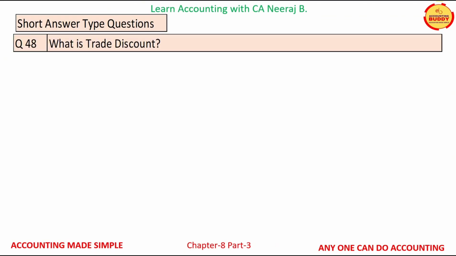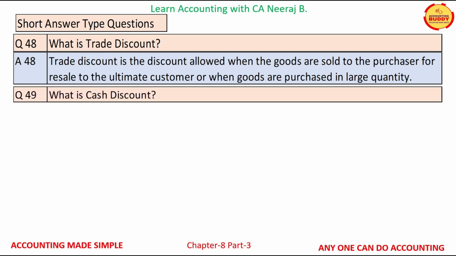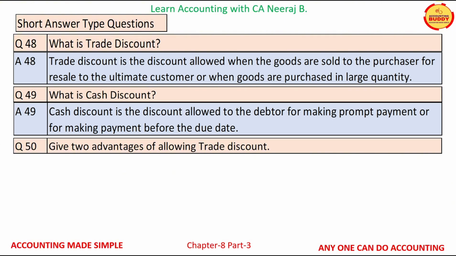Question number 48 is, what is trade discount? The answer is trade discount is the discount allowed when the goods are sold to the purchaser for the resale to the ultimate customer or when goods are purchased in large quantity. Question number 49, what is cash discount? The answer is cash discount is discount allowed to the debtor for making prompt payment or for making payment before the due date.